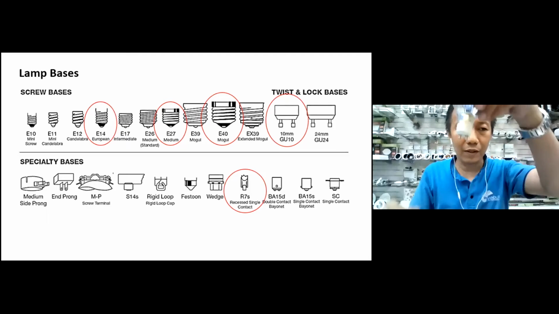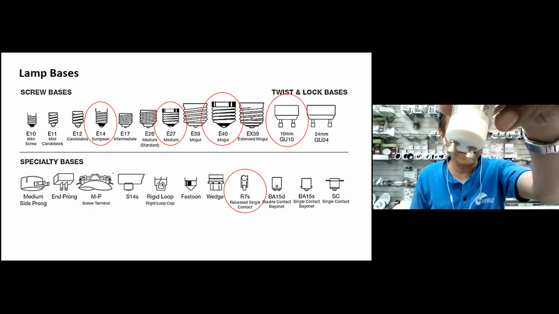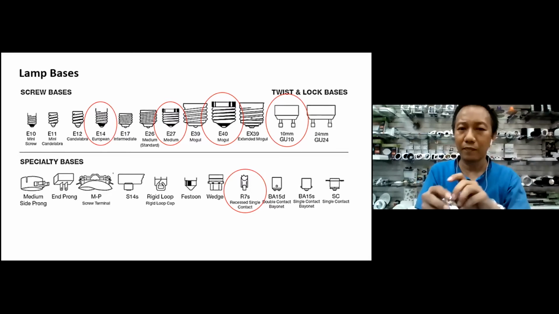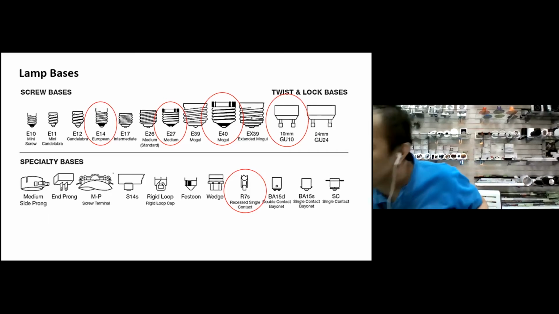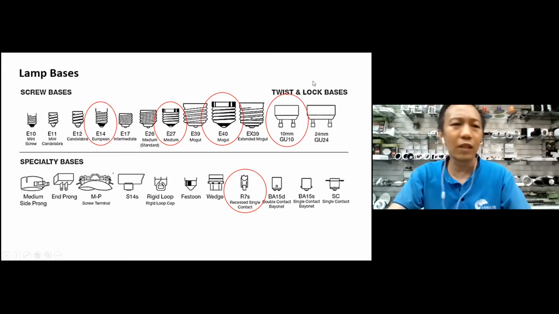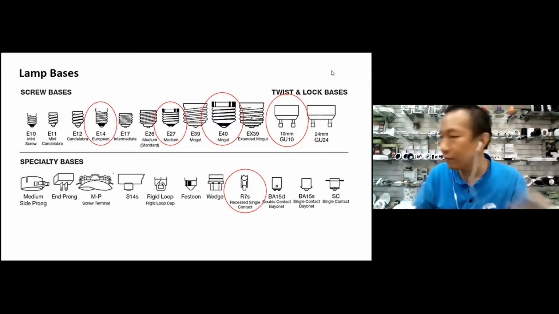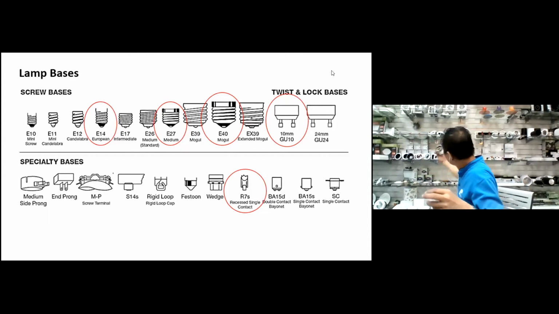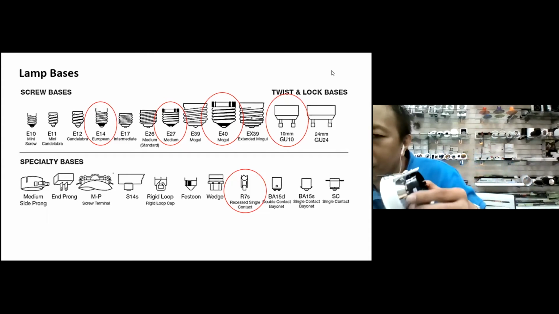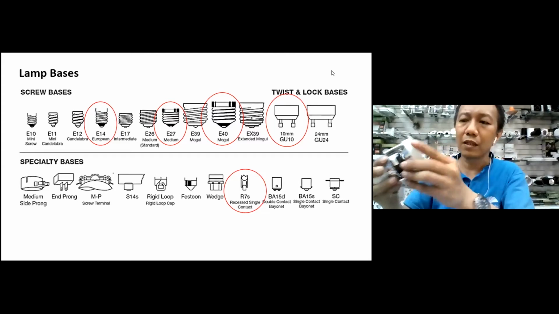GU10. Parang kala mo yung base niya, starter. Yan, GU10 yan. So usually sa mga small downlights, between MR16 and GU10 ang pinagpipilian. I think I have sa likod dito. This one is pang GU10 base.